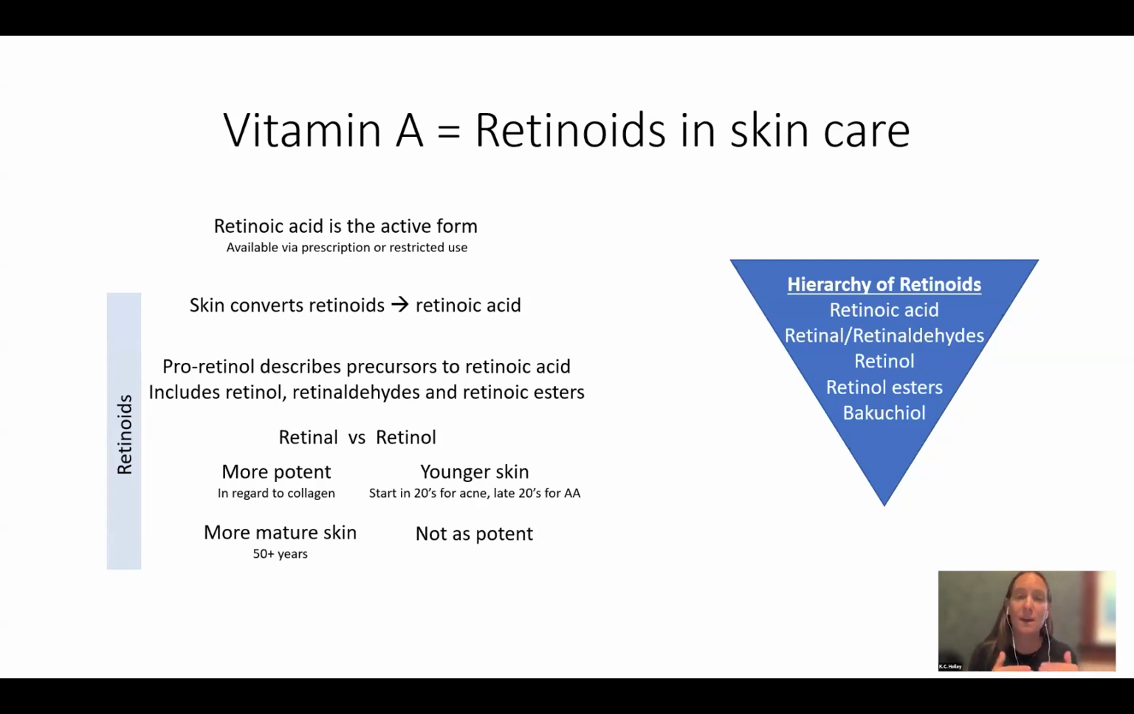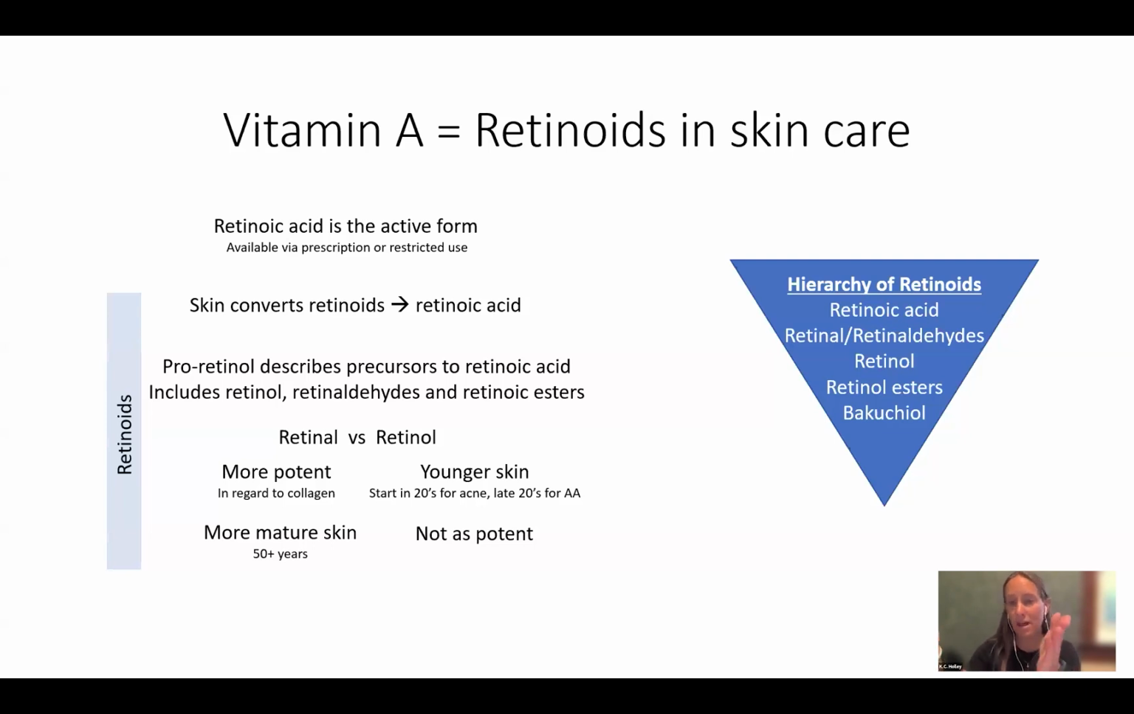So in the cosmetic industry, ingredients like retinol, retinaldehydes with an A, retinal, AL, retinol esters and bakuchiol are all ingredients that you will see in cosmetic products, and they're all retinoids, but each of these has to be converted into retinoic acid by your skin in order for it to have any benefits there.